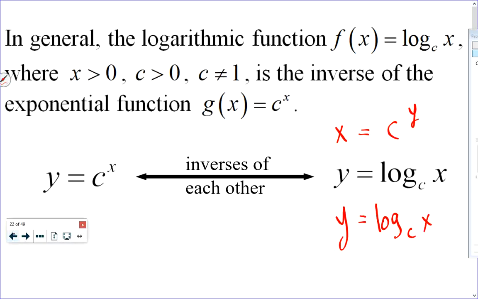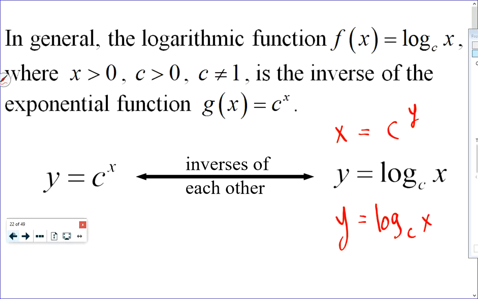So one way or another, you need to know that y equals c to the x and y equals log base c of x are inverse operations. Let's take a look at the details at the top of the page. It's got all these conditions. x is greater than 0. c is greater than 0. c is not equal to 1.